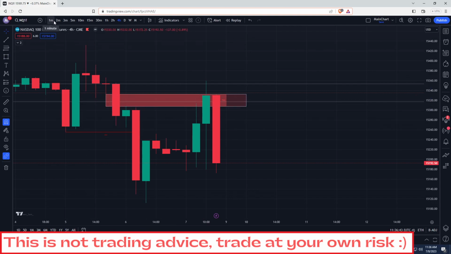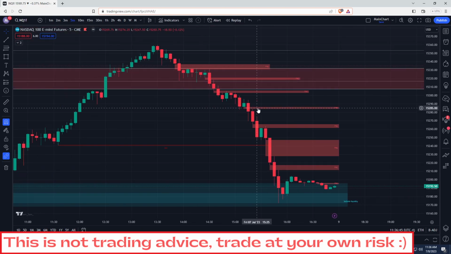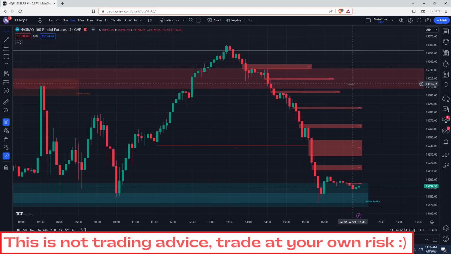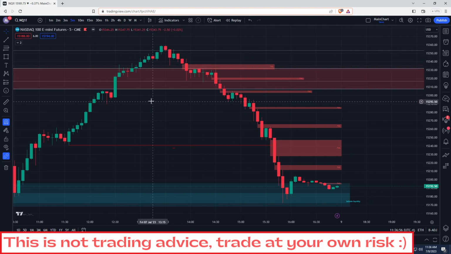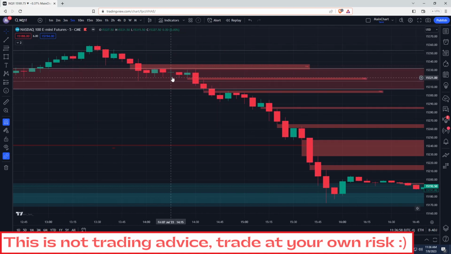So there's that. Now I'm going to go down to the 5 minute. This is what I drew right here, this box. We get above it. This is the new week opening gap. We take it out, then we start selling. And I took this play right here.